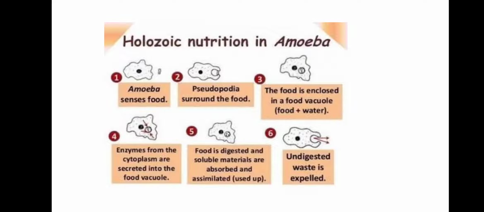And then they form a food vacuole, okay. The entire food is surrounded by the pseudopodia. Inside the food vacuole, certain enzymes are given by the cytoplasm of the amoeba, and the food is digested. Then the food is absorbed by the amoeba, and they use it. Whatever undigested part remains, they throw out again, right? So this is how nutrition in amoeba takes place.